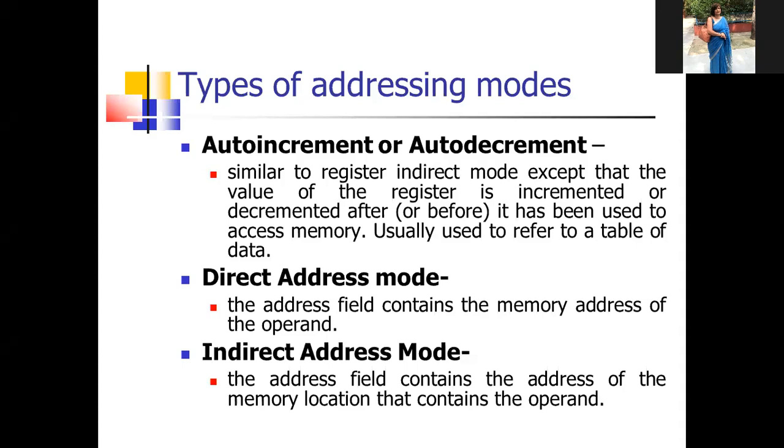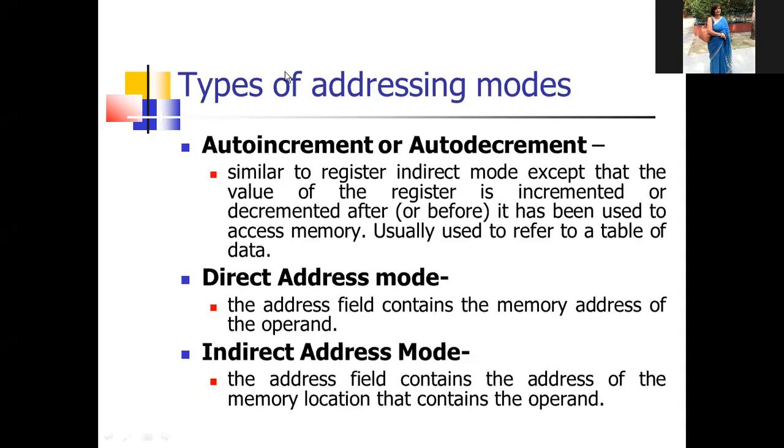But in case of auto decrement, its value will be decremented before its value is utilized. This is the difference. This difference I will illustrate further. There will be an example, then the concepts will be clearer.